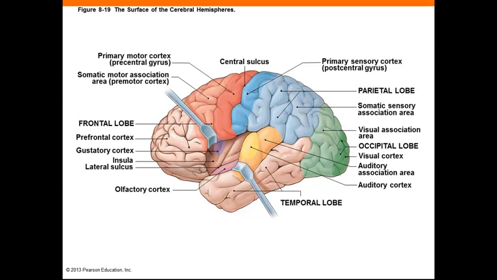The association areas are also shown in this figure, and they interpret incoming information and coordinate motor responses, integrating the sensory and motor cortexes. The somatic sensory association of the parietal lobe helps to recognize touch, and that's pictured in blue. The somatic motor association area of the frontal lobe is responsible for coordinating movement. That's pictured in kind of a pink in this figure.